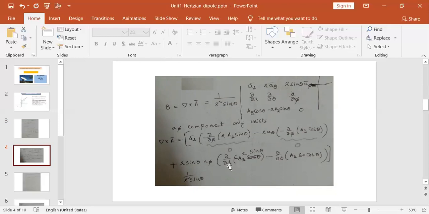So if you see the expression, this is the a r component and this is the a theta component, and this total is the a phi component. So if you see that this is 0 and this is 0, we have to find only a single component, that is along a phi only. Remaining components along a z, along a r and along a theta will be 0.